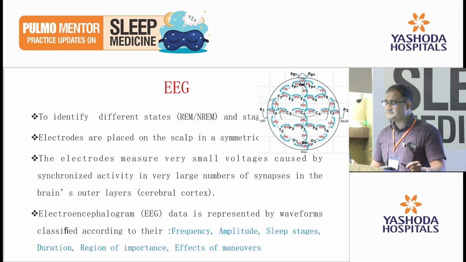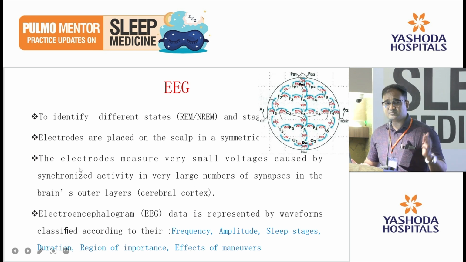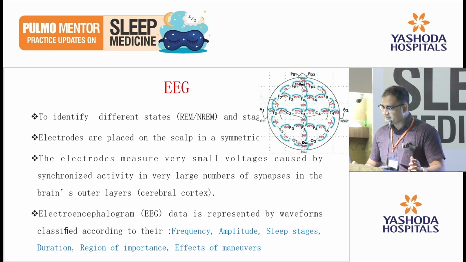First, coming to EEG. It is basically to identify different states, that is REM or non-REM, and stages of sleep, whether it is in N1, N2, or N3. Electrodes are placed on the scalp in a symmetrical manner, and the electrodes measure very small voltages caused by the synchronized activity in a very large number of synapses in the brain's outer layers. Whenever EEG data is interpreted, it should be described in the following format: frequency, amplitude, sleep stages, duration, region of importance, and effect of maneuvers.